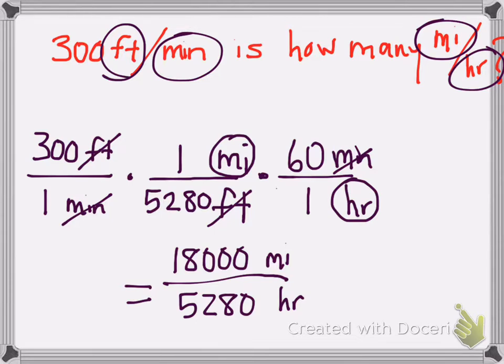Well, that is a rate, but I want the unit rate. So I need to divide 18,000 divided by 5,280. And when you do that, you get 3.4 miles per hour. So 300 feet per minute is 3.4 miles per hour.